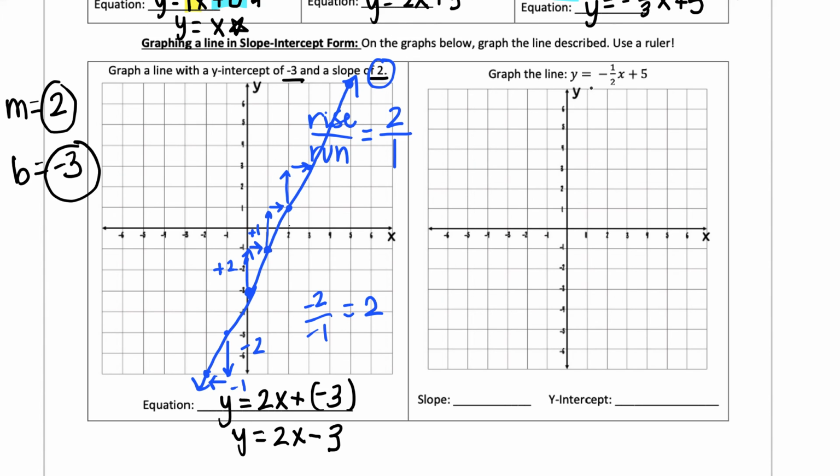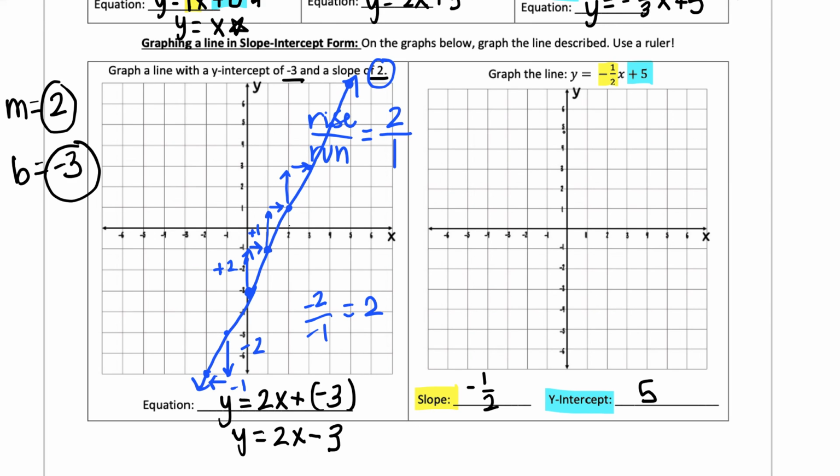And finally, in our last example, we are asked to graph the line y equals negative 1/2 x plus 5. We have our number in front of x, which is our slope, or our m value, and that's given to us as negative 1/2. Then we have our y-intercept as plus 5. That's our b value in the equation, and it's a positive 5.